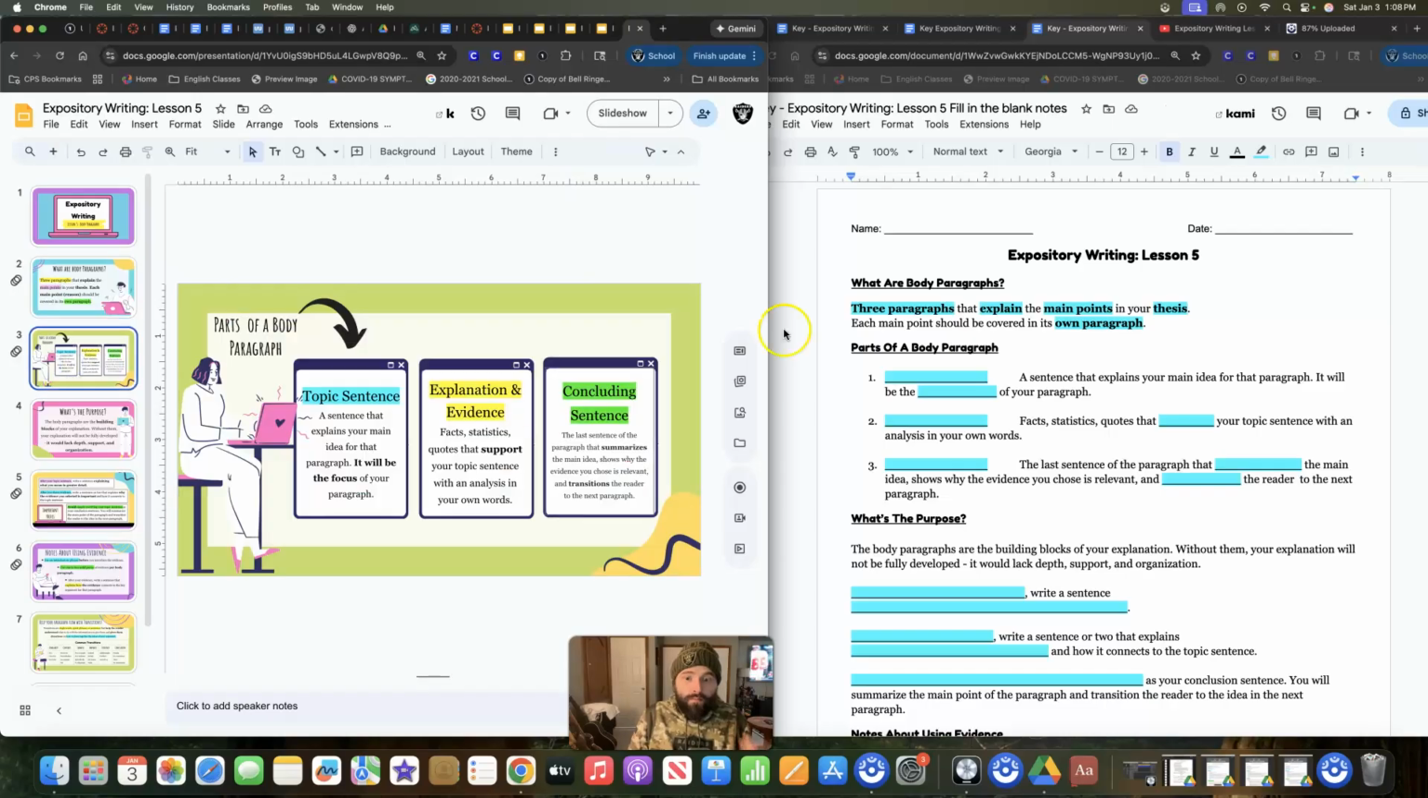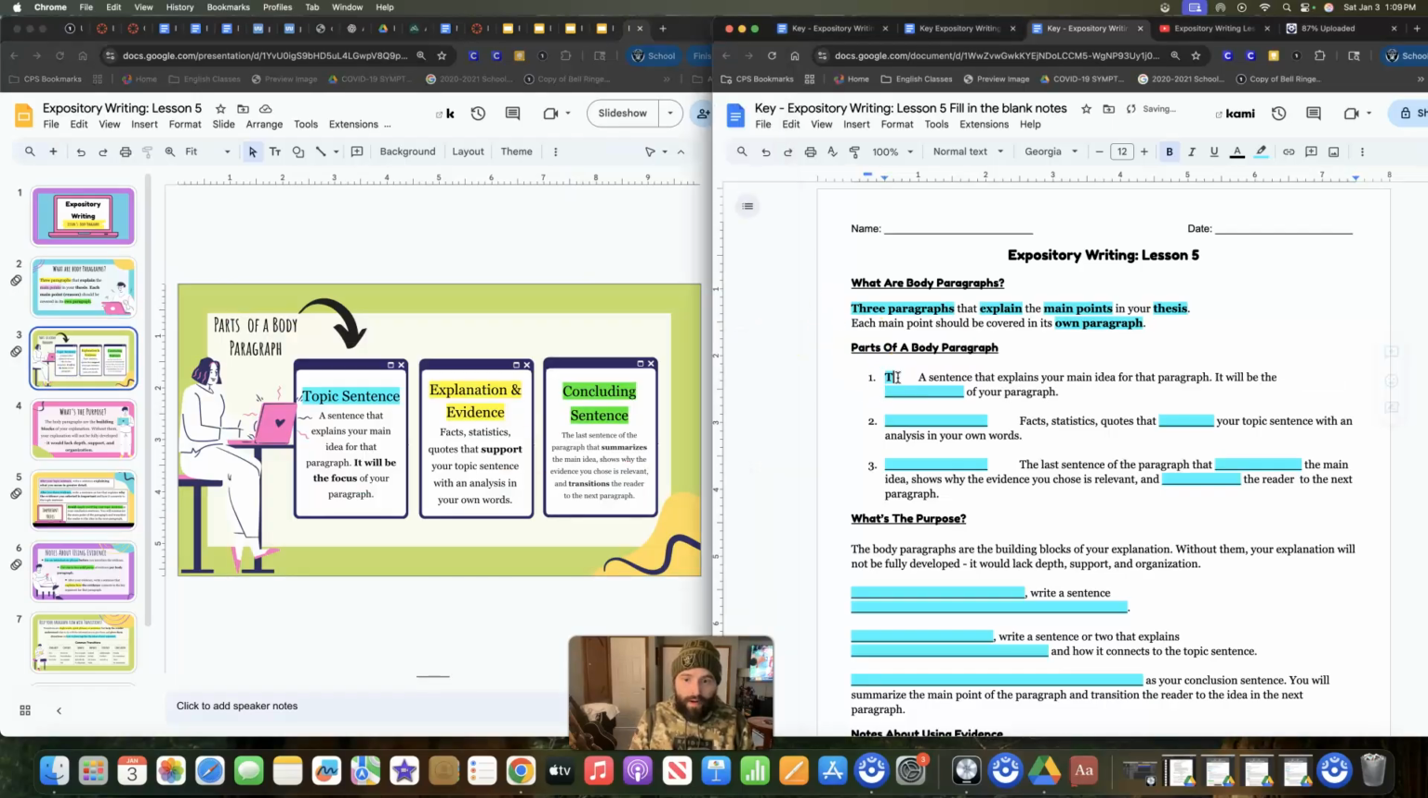Okay. Now, what you will find in a body paragraph is a topic sentence, i.e. the R from our RTQT. That's what this is. Okay. A sentence that explains your main idea for that paragraph. It will be the focus of your paragraph. Again, the R from your RTQT is where your topic sentence comes from. Okay.